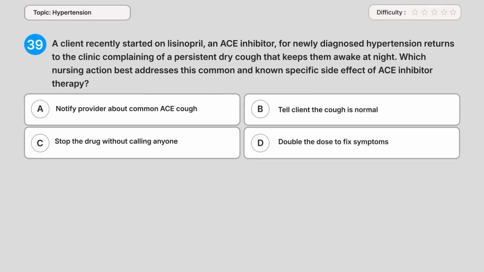39. A client recently started on lisinopril, an ACE inhibitor, for newly diagnosed hypertension returns to the clinic, complaining of a persistent dry cough that keeps them awake at night. Which nursing action best addresses this common and known specific side effect of ACE inhibitor therapy? A. Notify provider about common ACE cough. B. Tell client the cough is normal. C. Stop the drug without calling anyone. D. Double the dose to fix symptoms.